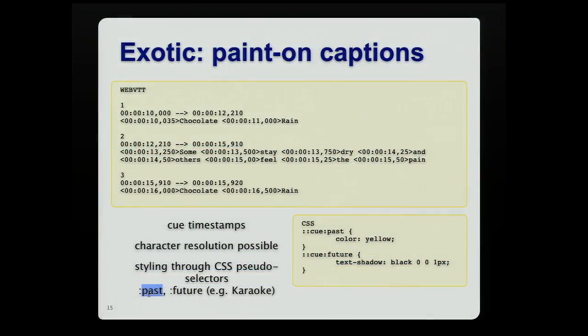There are the past and future pseudo-selectors, and these selectors allow us, for example, to do something like paint the old text in yellow, the new text in white, with a text shadow, and as it goes over, everything goes yellow. And we know this kind of application, obviously, from karaoke, which bridges into these applications as well, into more modern time-aligned text applications. We can cover all of these use cases with the same approach.